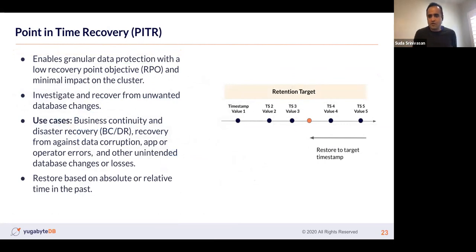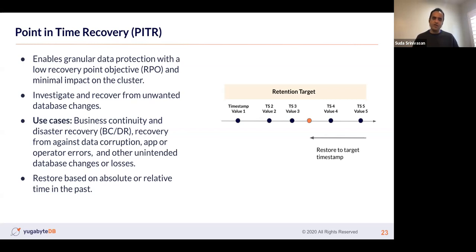So point-in-time recovery, right? This is similar to the flashback concept that you may be familiar with in Oracle. It's a feature that allows you to investigate and recover from unwanted database changes. For example, if someone accidentally drops a table, or accidentally overwrites or corrupts the data, or a batch process did not complete and so you have an intermediate corrupt state, and you want to roll back your database to a previous state, that's where you would use something like point-in-time recovery, right?